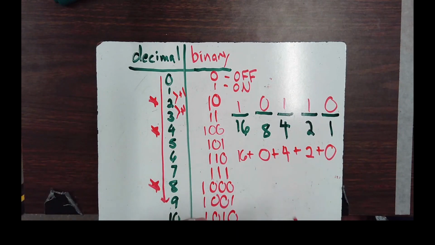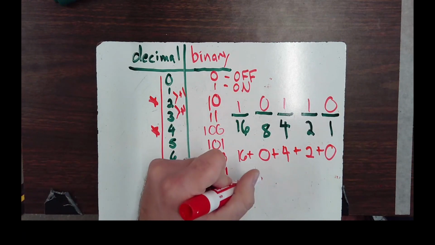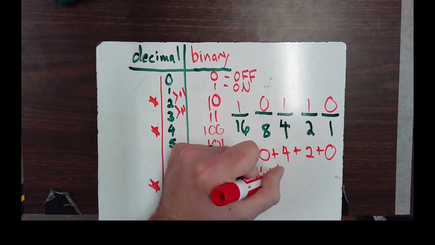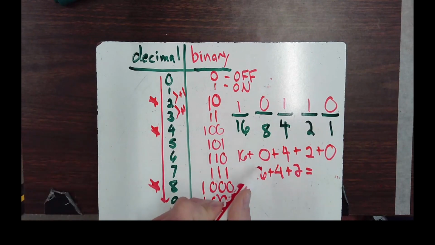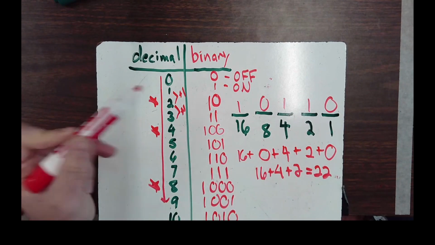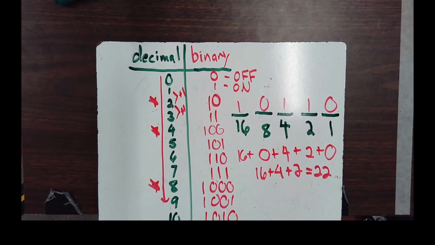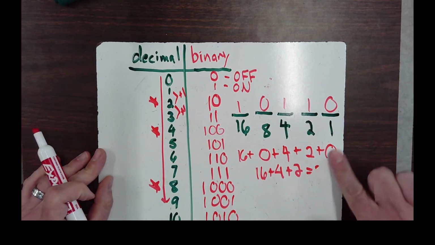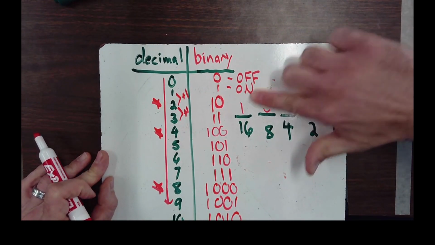Or, if you want to take a shortcut, you can even say ignore the ones with the zeros on it. So this is really 16 plus 4 plus 2. Well, if I add all those things together, 16 plus 4 is 20, plus 2 is 22. So this number, 10110, that's the number 22 in binary. So I could use those place values like that to help me out.